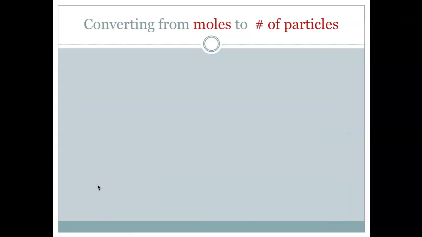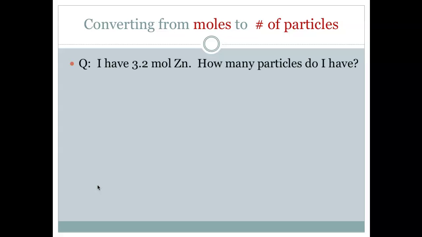We're going to start by learning how to convert from moles to number of particles. This question reads, I have 3.2 moles of zinc. How many particles do I have? We're going to solve all the problems in this video using a proportion. So, since I'm given moles of zinc and asked for atoms of zinc, notice here this is an element, so particles are atoms, we're going to set up a proportion between moles and atoms.